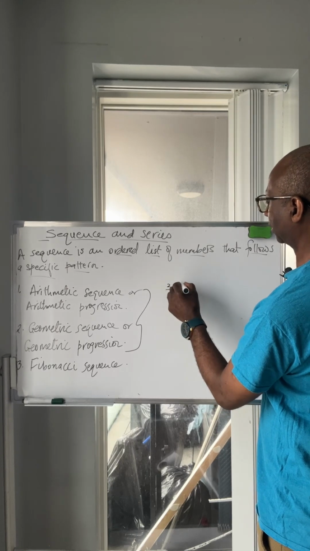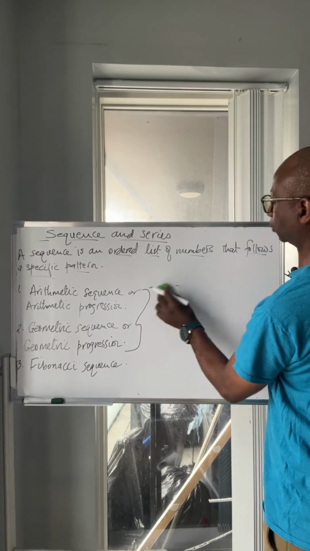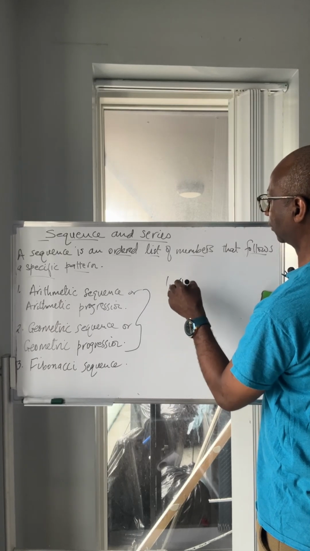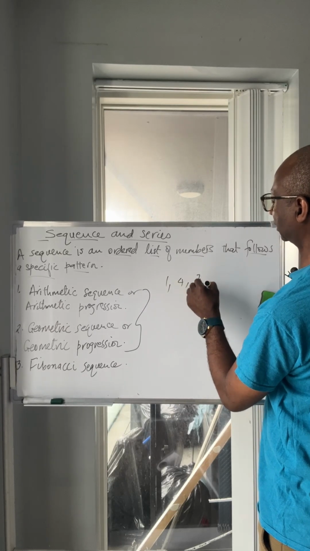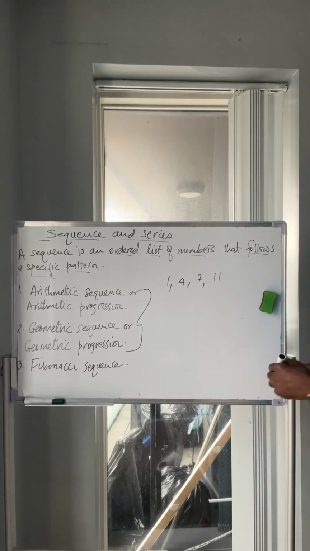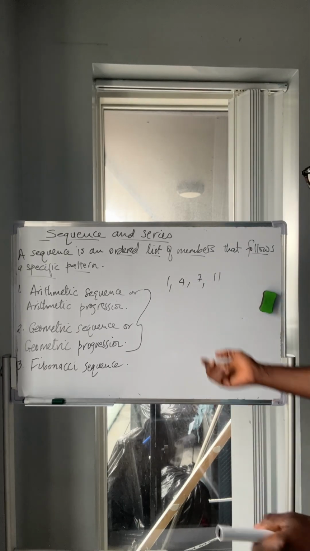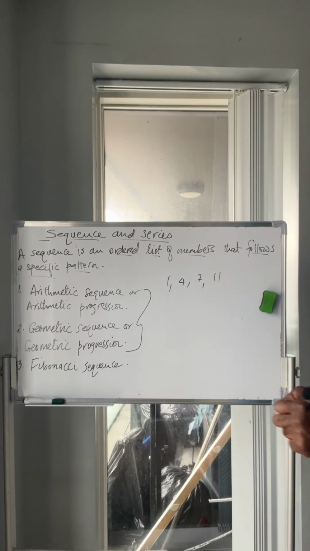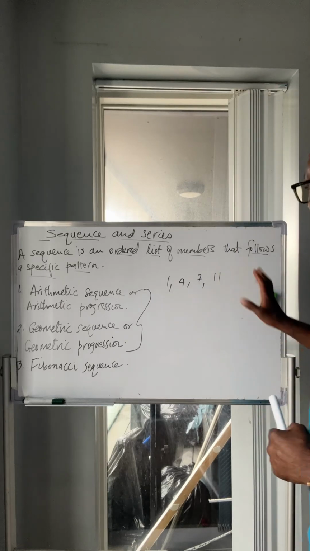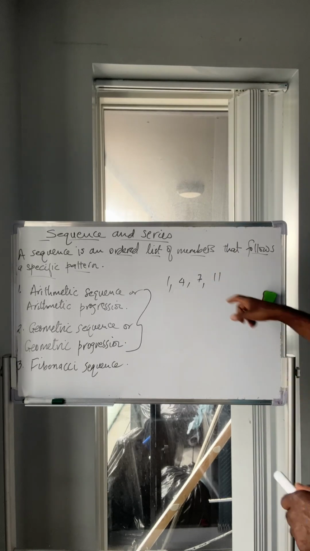Let's start with 1, 4, 7, 11. Is this a sequence? Yes, of course. According to our definition, this is a list of numbers. It follows a pattern. What is the pattern?